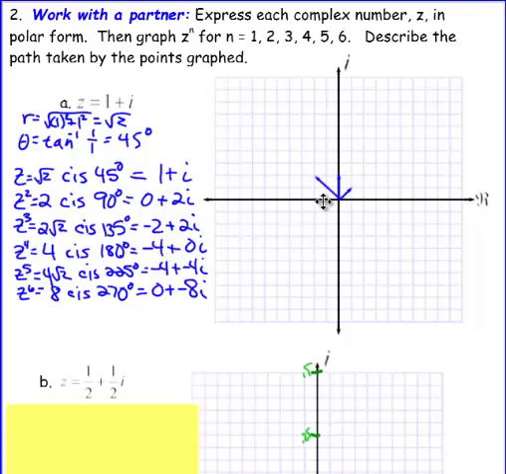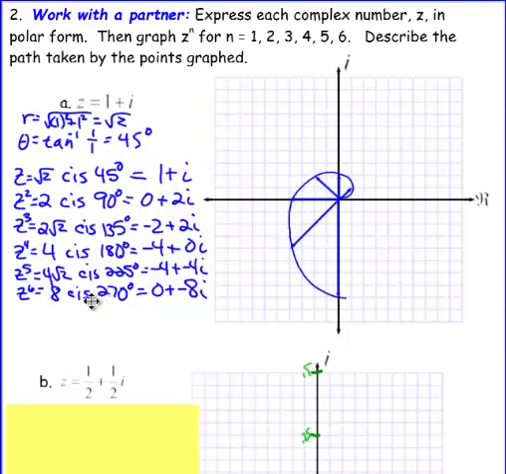The next one is just -4. -4 goes in the horizontal axis to the left. -4 plus -4i would be this vector. And then -8i is this vector right here. So then we get this pattern. If you notice, the vectors get longer and longer as we go. We have created a spiral that spirals out.